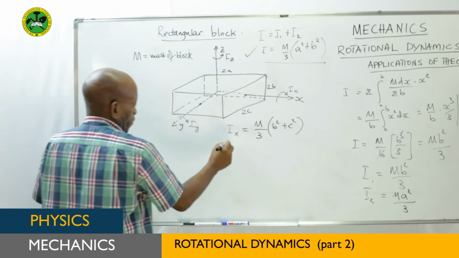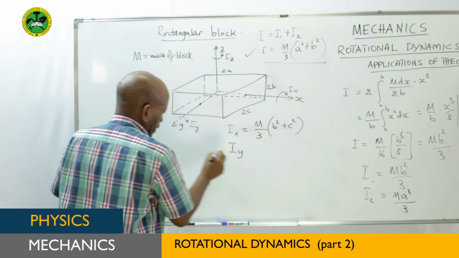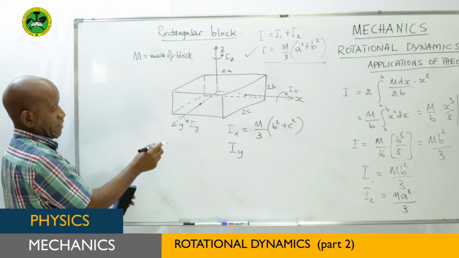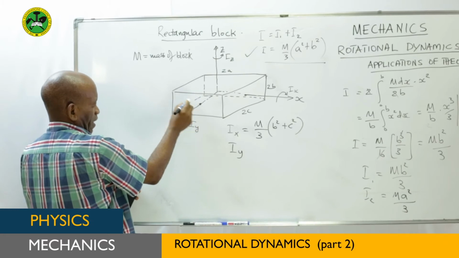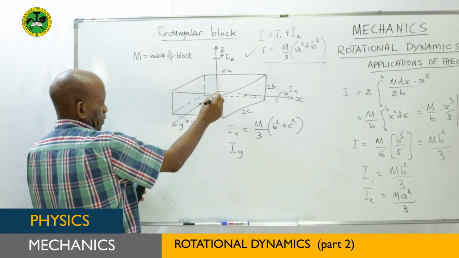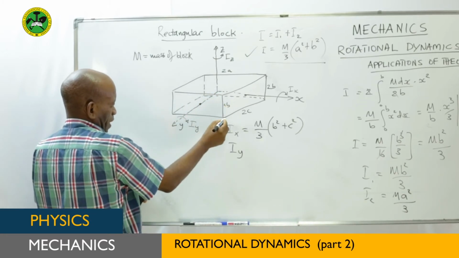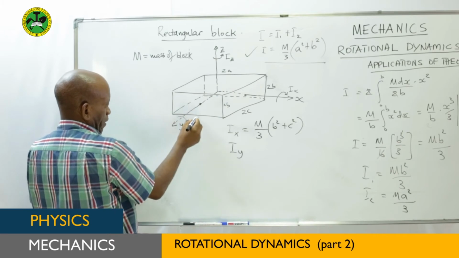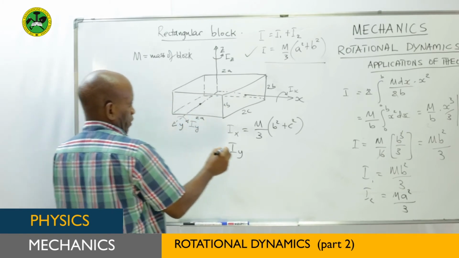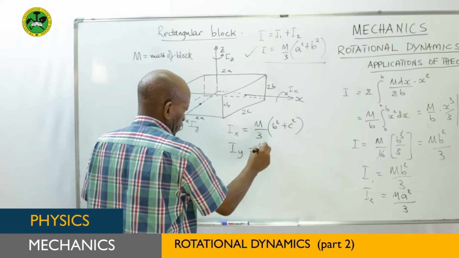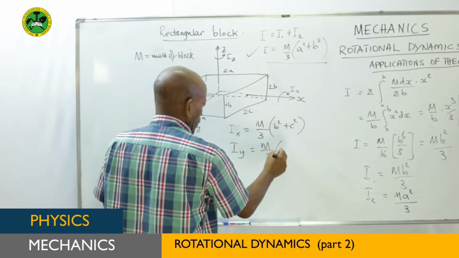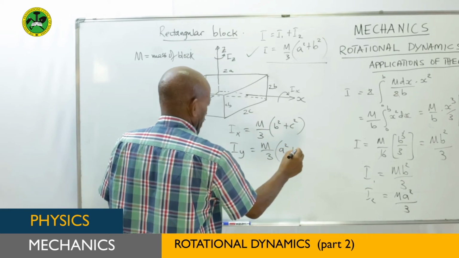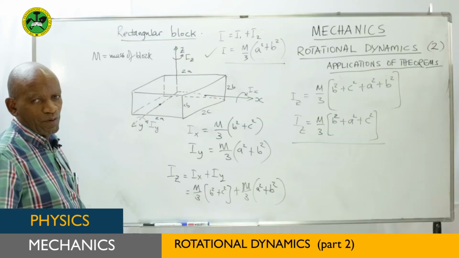So the same way, if I'm going to look at the moment of inertia whenever it's rotated through the y-axis, remember the axis is protruding at the center of this particular surface. With the side here it is 2B and this side is 2A. So this moment of inertia will be equal to m over 3 times a squared plus b squared.